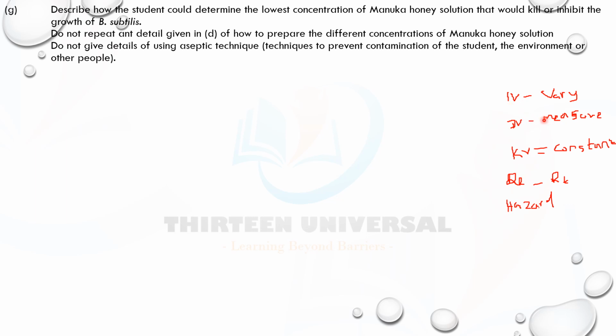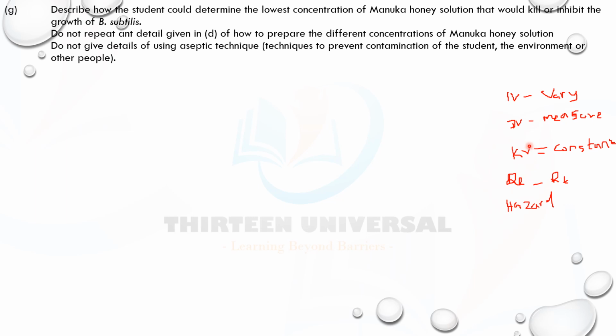How you measure this, of course. What are the constant variables here? The volumes of the different concentrations of Manuka should be the same. The volumes and the concentration of nutrient medium should be the same. Of course, we should have the same concentration or volume of bacteria, B. subtilis, and the same temperature for all of them. These are key variables. Temperature will affect them, pH will affect them, so keep them constant.